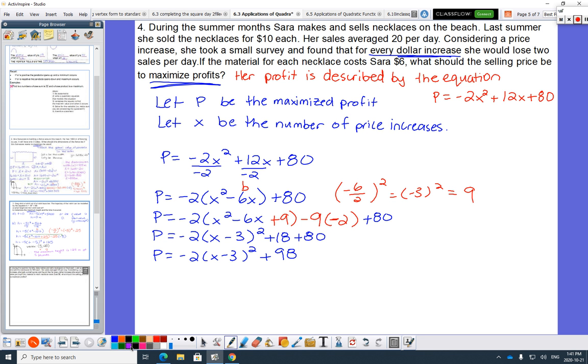The maximum profit is $98. That's not what the question asks. It asks us to say what the selling price should be. So to maximize profits, how many $1 price increases should there be? What's the X value we can get from here? 3?